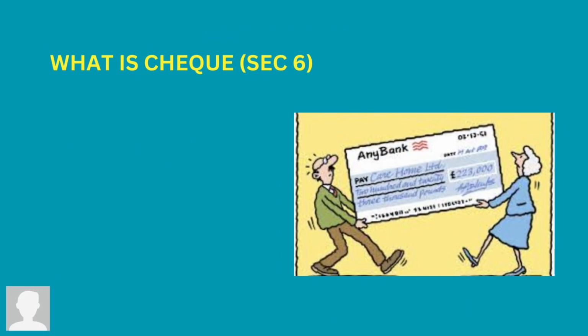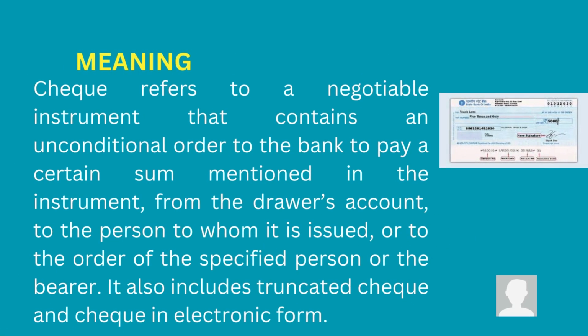What is a cheque? Section 6. Meaning: a cheque refers to a negotiable instrument that contains an unconditional order to the bank to pay a certain sum mentioned in the instrument from the drawer's account to the person to whom it is issued, or to the order of the specified person, or the bearer. It also includes a truncated cheque and a cheque in electronic form.